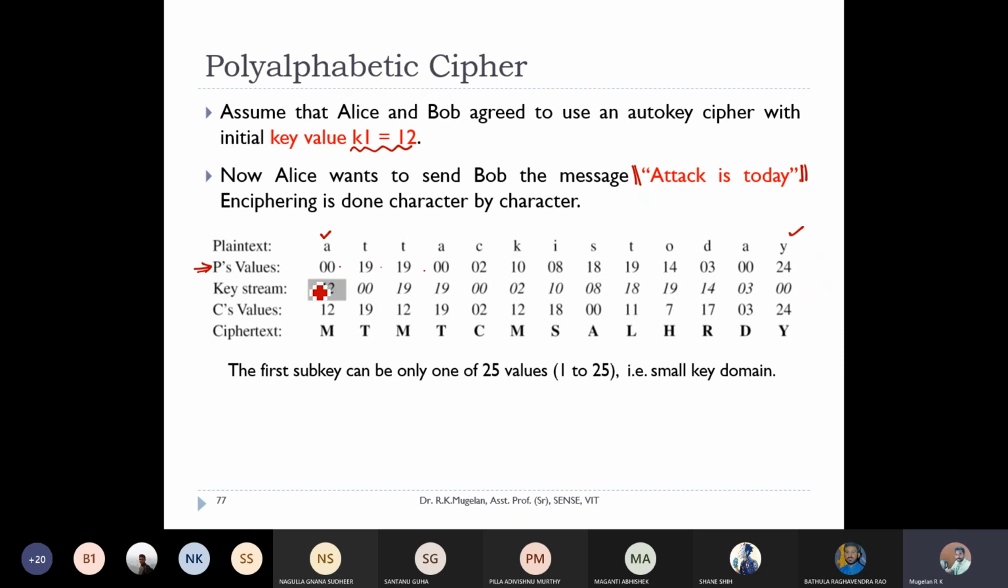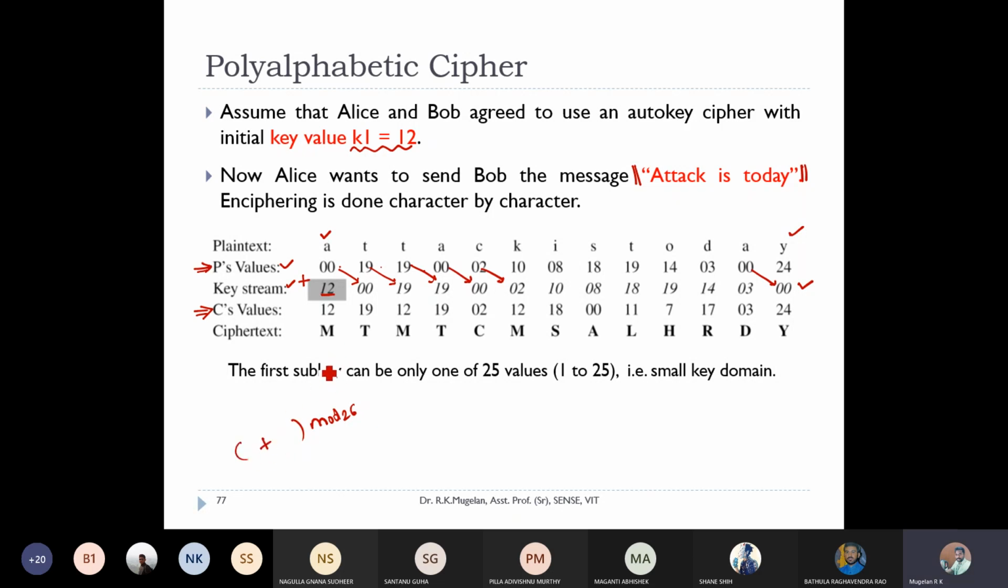Now they're creating a key string. They have the initial key value K1 as 12. Now K2 is nothing but the P1 value. Next, they pushed everything downwards, like this, except the last one is dropped. Once they got the key stream, they create the ciphertext value. They performed addition of the positional value and the key stream, and took modulo 26.